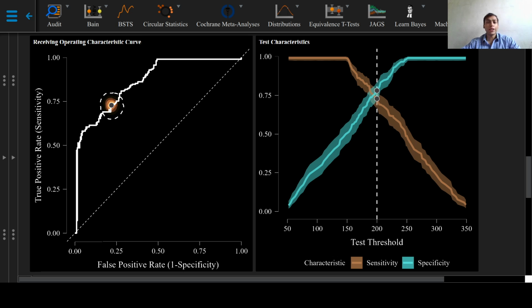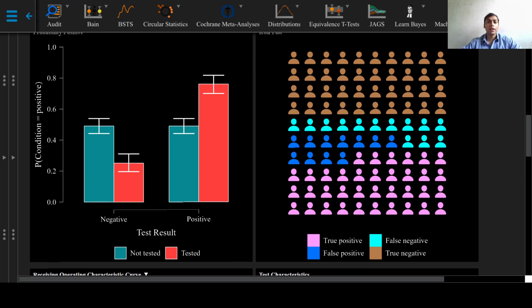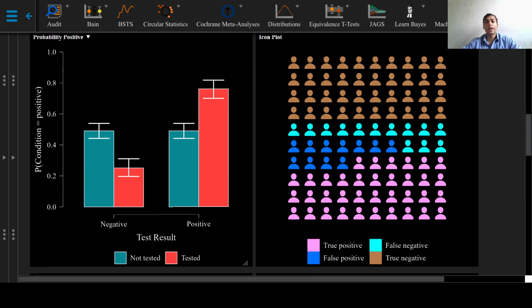Building on the previous videos, after we select the check boxes for the plots we want, we should have something that looks like this. The probability positive plot is essentially a bar chart that conveys to the users the probability of a positive condition, for example in this case hypercholesterolemia, given the test result outcome, positive or negative, the baseline rate and the test characteristics, which are sensitivity and specificity.